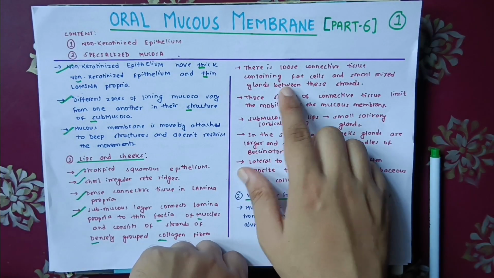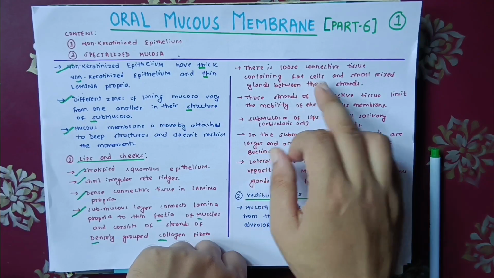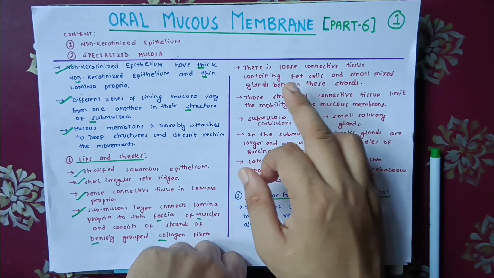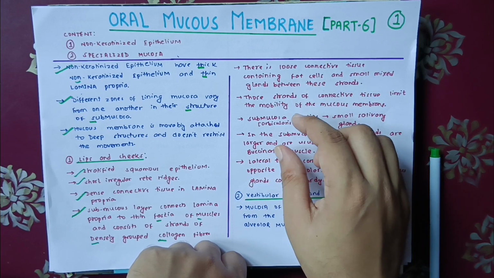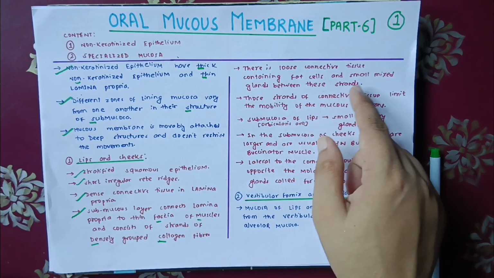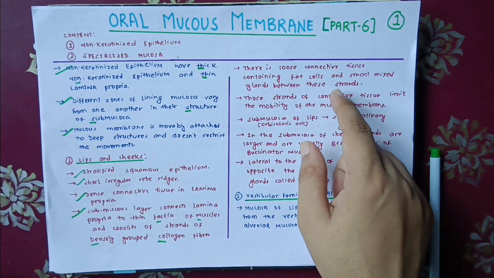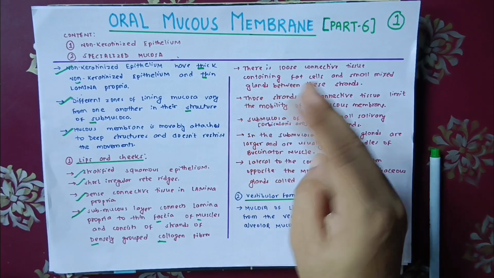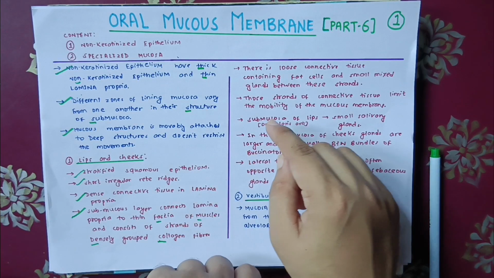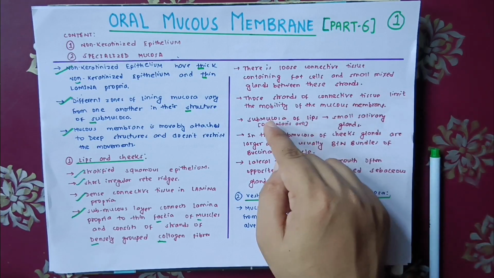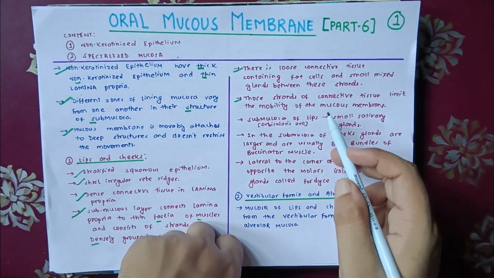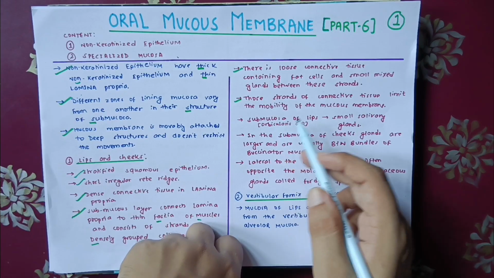After that, there is loose connective tissue containing fat cells and small mixed glands between these strands. So fat cells are also present in the connective tissue of this submucous layer, and the small mixed glands, the minor salivary glands, are present between those strands. Those strands of connective tissue limit the mobility of the mucous membrane.